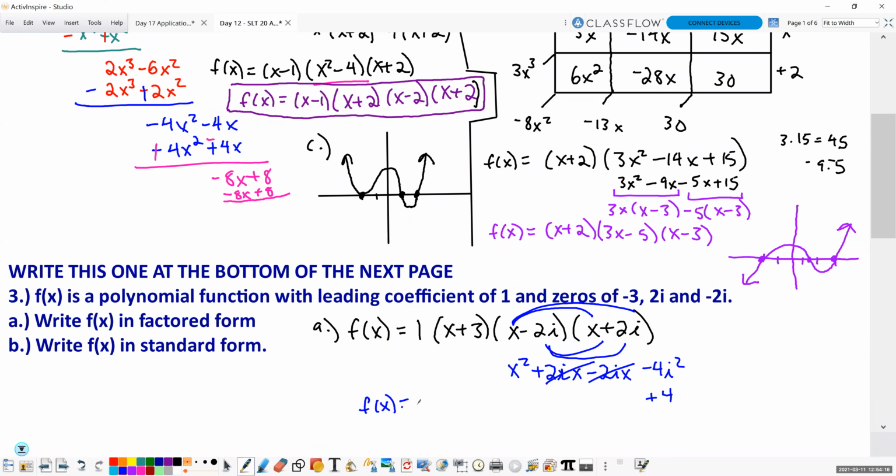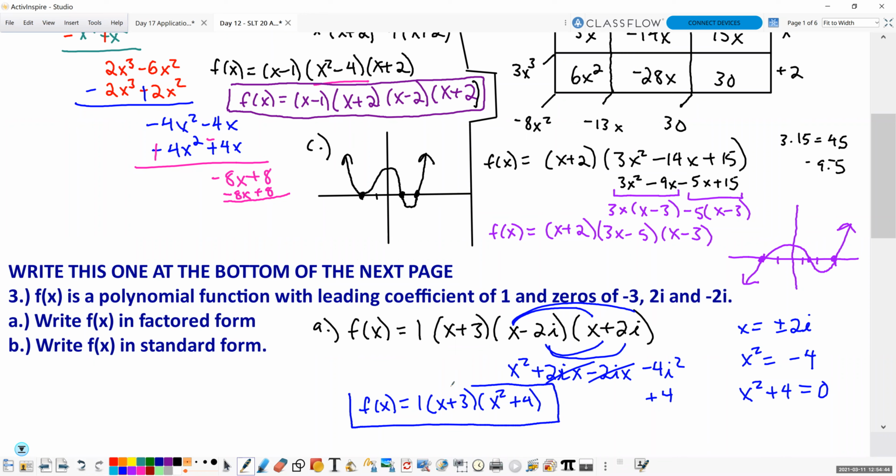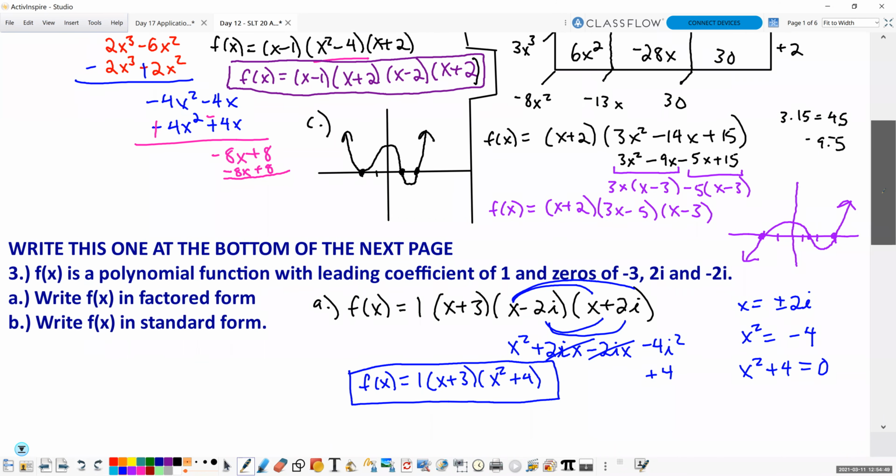Now, I personally don't do that. What I do, let me write this down, and I think this is what most of you probably feel more comfortable doing, is you're thinking to yourself, okay, if x equals plus or minus 2i, how did I get there? Well, I probably took the square root of negative 4 to get 2i. And then before that, I probably had x squared plus 4 equals 0. It is totally up to you how you want to arrive at that factor. So that's factored form.